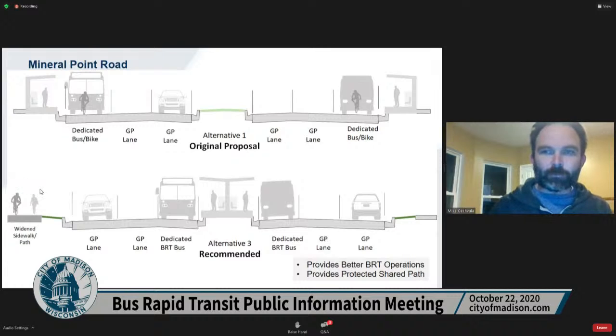This was kind of our original proposal, which was no change from existing. Two general purpose lanes in the middle with a dedicated bus, bike, and right turn lane on the side. And then we would have simply built stations on each side. And then if you look at the cross section on the bottom, the recommended, what we call alternative 3 for Mineral Point Road, the 3 lanes are just sort of shifted. So you have 2 general purpose lanes maintained in each direction. And then the bus lane is moved into the center. The buses would have left side doors and the stations would be platforms in the middle. And then with that change, the bike facility would be lost as it exists in the shared lane on the outside today. And so to accommodate bicyclists, we would widen the sidewalk on the north side into a shared use path that would accommodate both bicyclists and pedestrians.